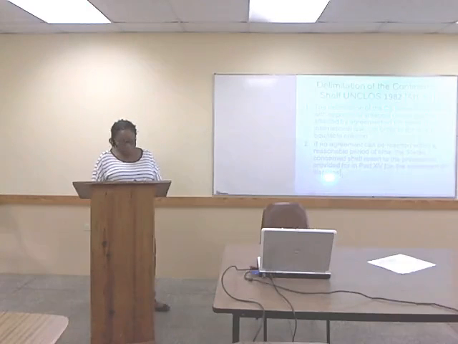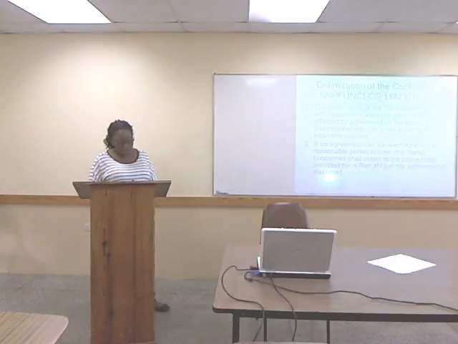3. Pending agreement as provided for in paragraph 1, the states concerned, in a spirit of understanding and cooperation, shall make every effort to enter into provisional arrangements of a practical nature, and during this transitional period, not to jeopardize or hamper the reaching of the final agreement. Such arrangements shall be without prejudice to the final delimitation. And where there is an agreement in force between the states concerned, questions related to the delimitation of the continental shelf shall be determined in accordance with the provisions of that agreement.